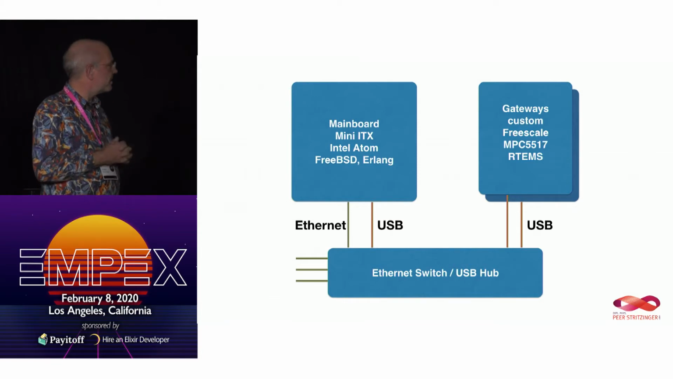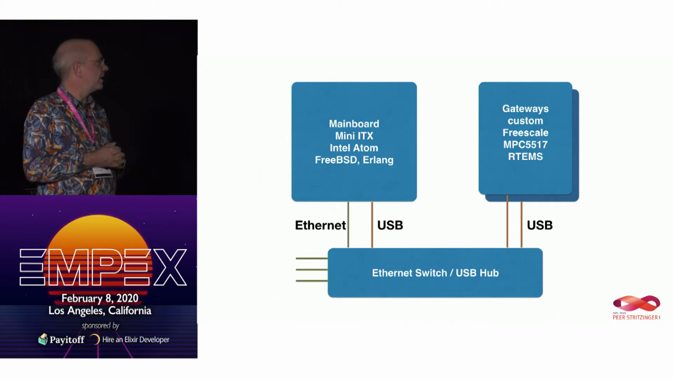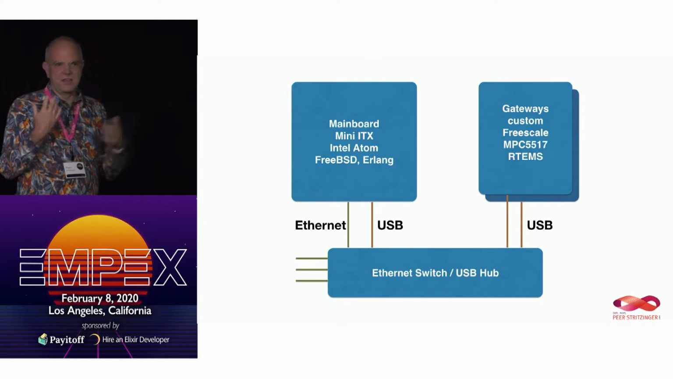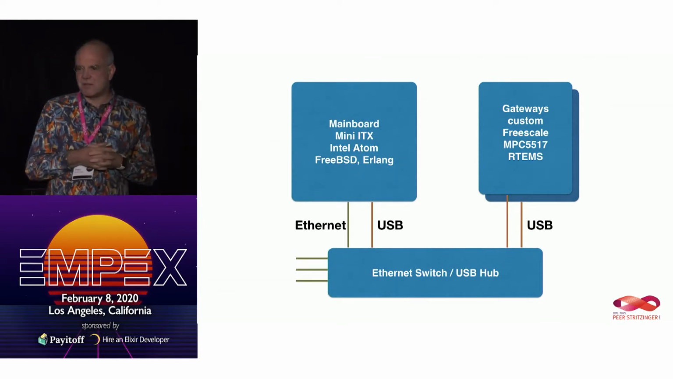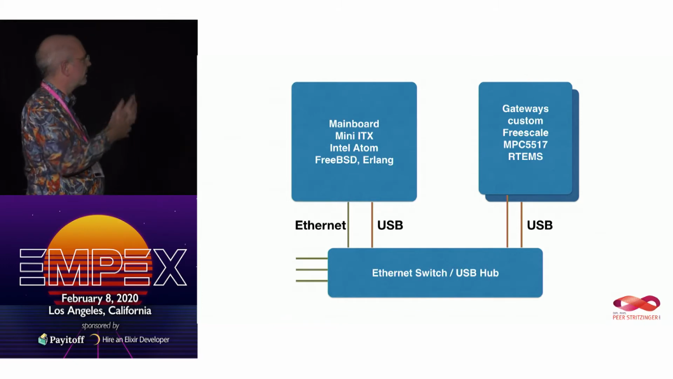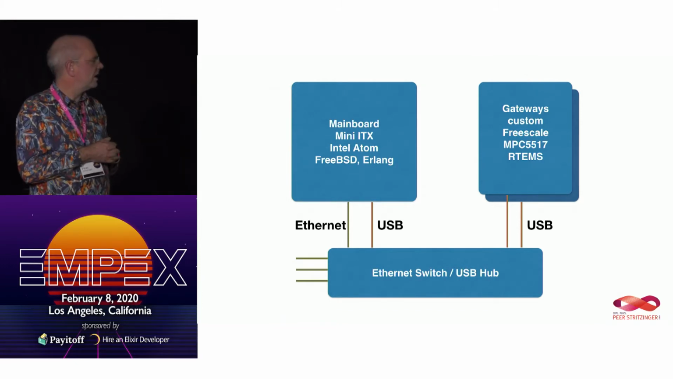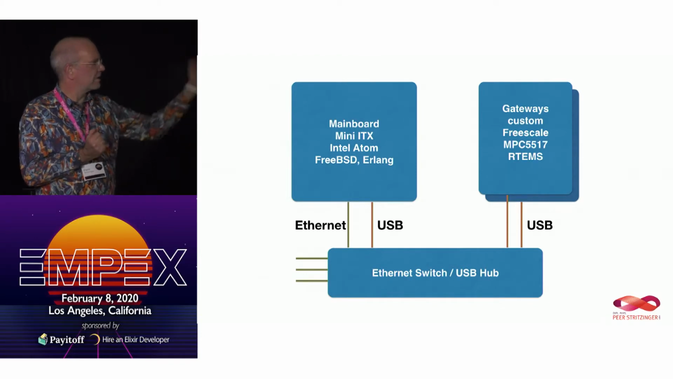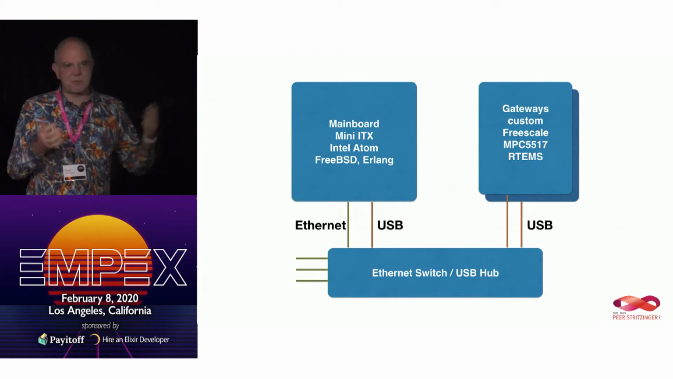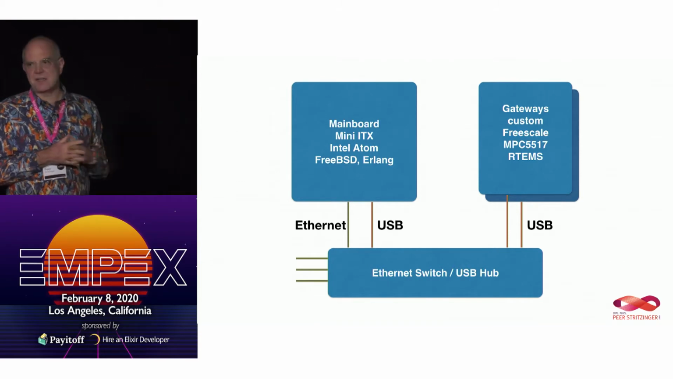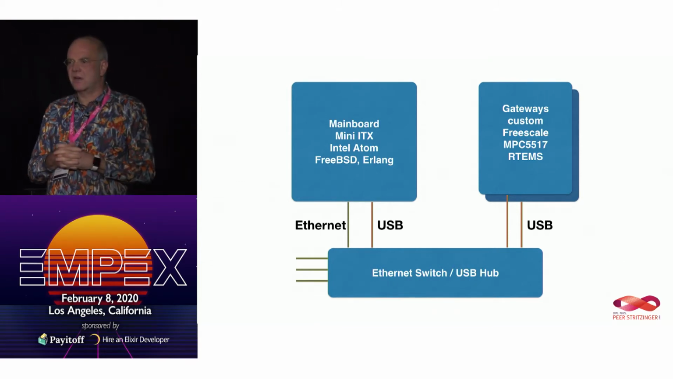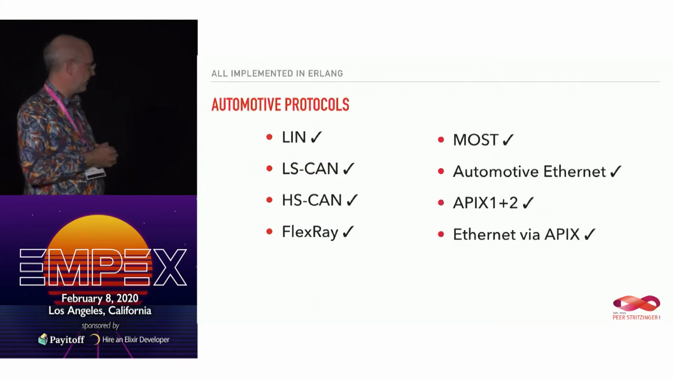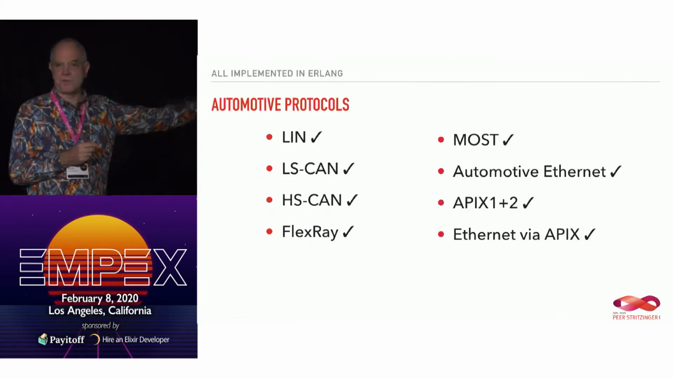So the way this looked is that there's a normal PC mainboard, like an industrial mainboard running FreeBSD and Erlang, kind of like a Nerves-like setup, you would say nowadays. Just using FreeBSD and NanoBSD. And the hard real-time stuff was running on specialized hardware that we built, which also provided us access to all the car field buses that exist, of which there are many. All of those implemented in Erlang.